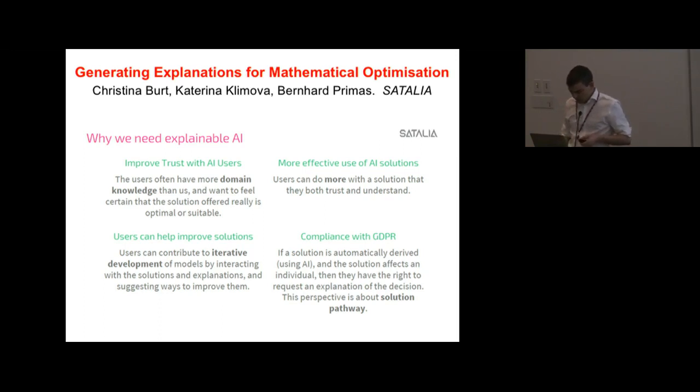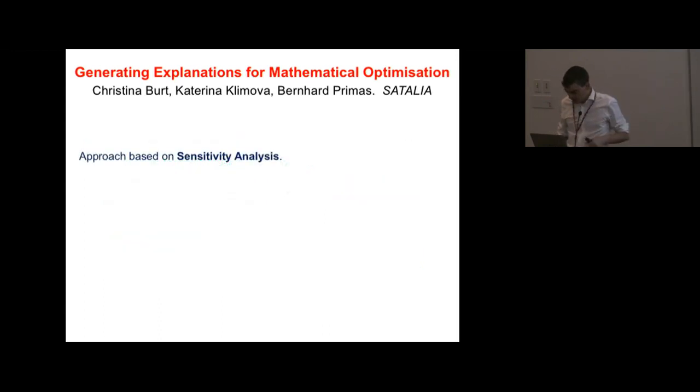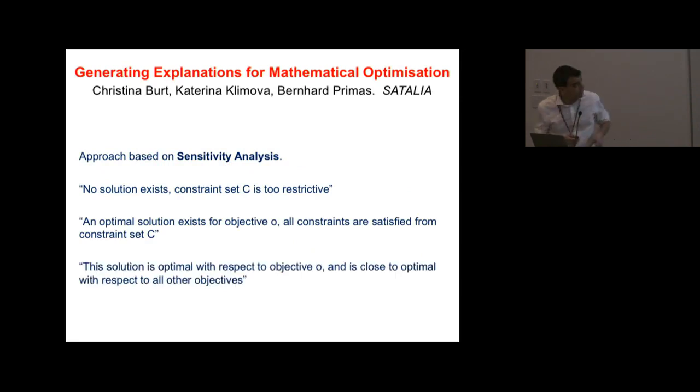These were the motivation from their slides, and what they do is, for example, sensitivity analysis to provide the following answers. No solution exists because the problem is over-constrained, or an optimal solution exists for this objective and all the constraints are satisfied. However, as Christina, who gave the talk, acknowledged, these are not explanations yet, because the real explanation would be why there is no solution, why the problem is over-constrained. They don't have a solution yet, but it's interesting to me to see that people are at least raising important and interesting questions.